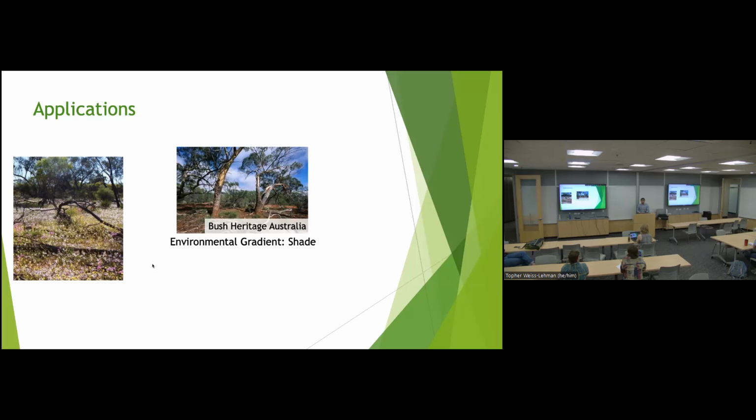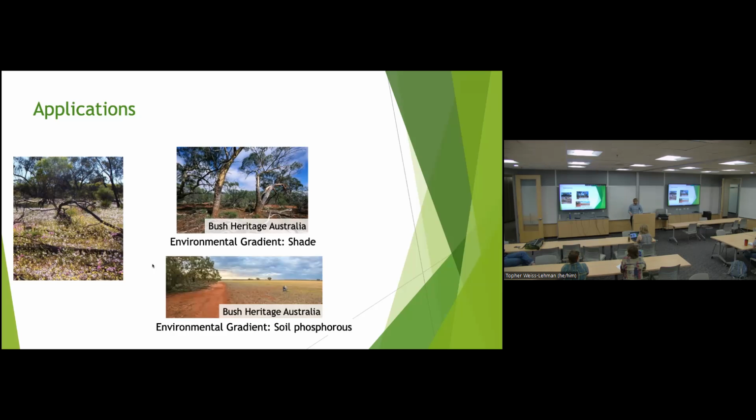community. One of those gradients is shade caused by canopy cover from those trees. And then the other gradient is soil phosphorus. And that's because a lot of these areas are nearby these agricultural areas that have a lot of runoff from fertilizer and things like that. And so there's been a lot of study on these environmental gradients.